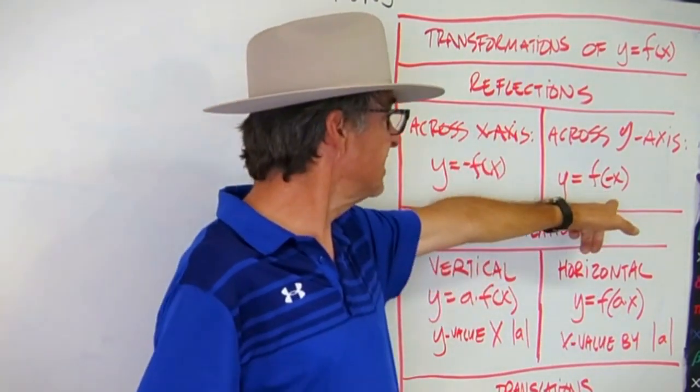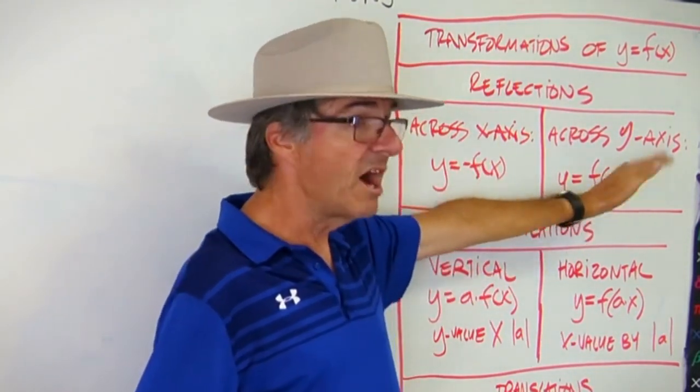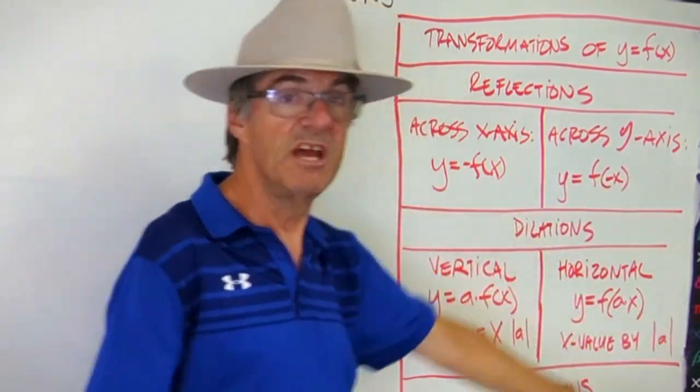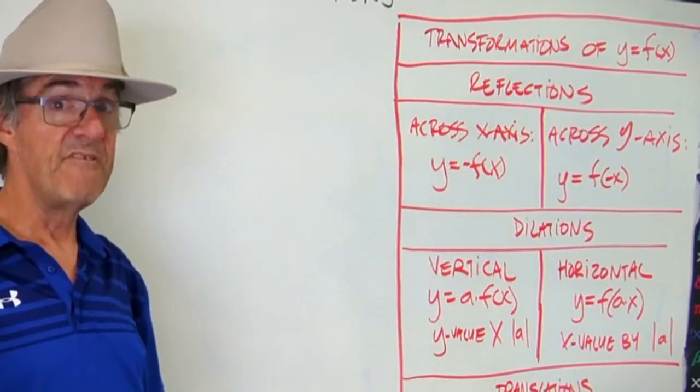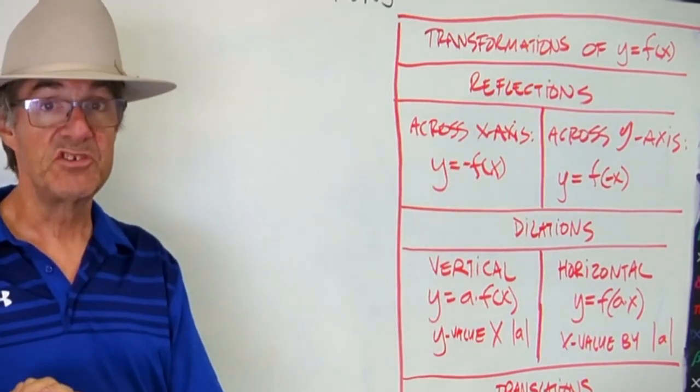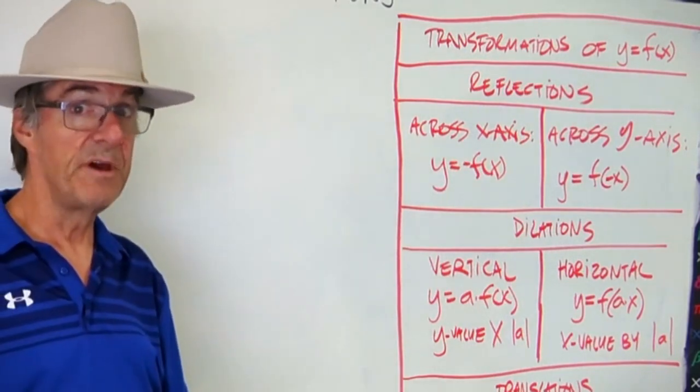This one is slightly different. To reflect across the y-axis, which is back and forward, we change the sign inside the function, and that generates a new y value based on that. Again, we're going to do some examples in just a minute, so hopefully this will come a little bit more clear for you.